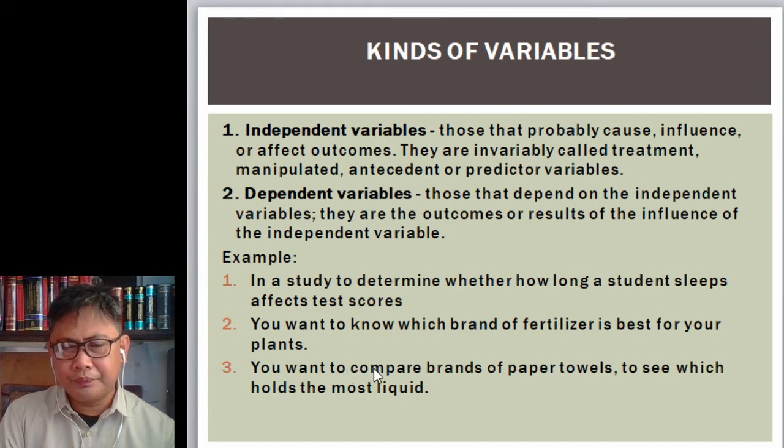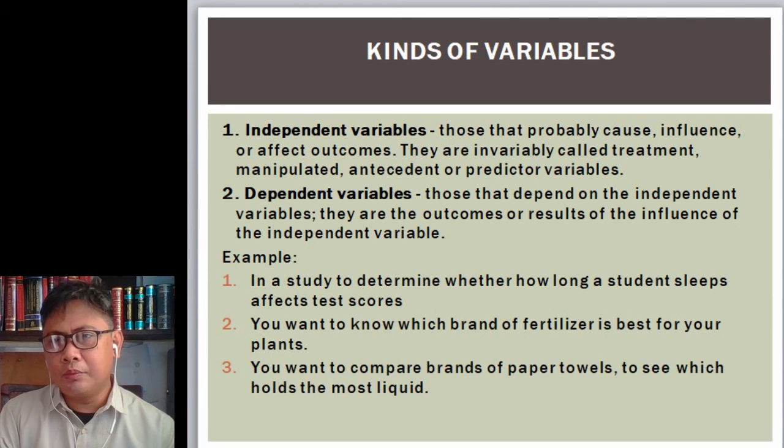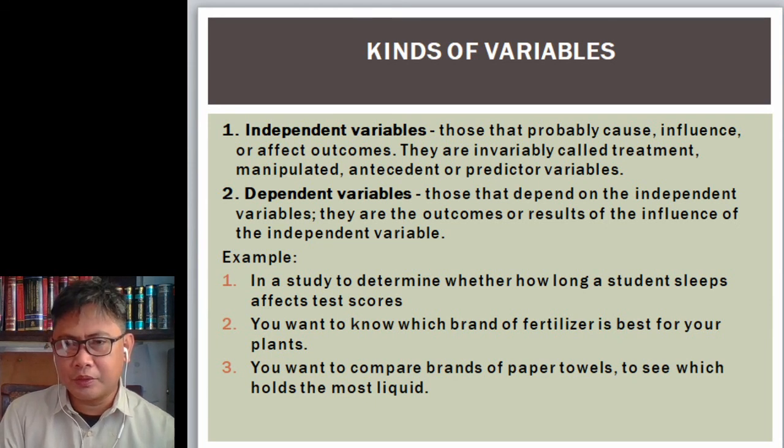Number three, you want to compare brands of paper towels to see which holds the most liquid. So the independent variable is the brand of the paper towel, and the dependent variable is the volume of liquid absorbed by the paper towel. I hope that you understood the two types of variables. This is because these are the most commonly used variables in research, particularly in formulating your titles in research.